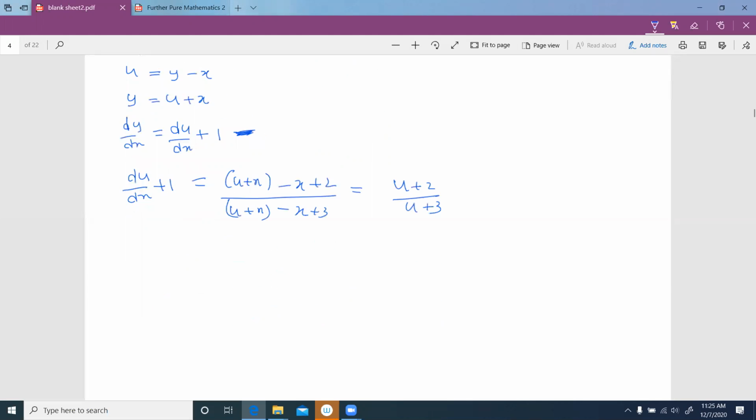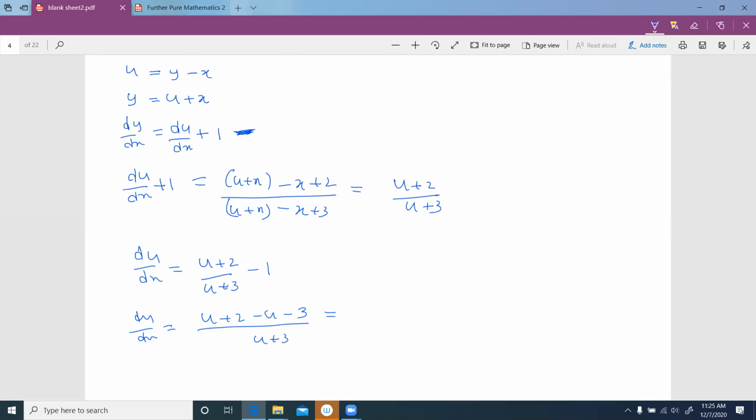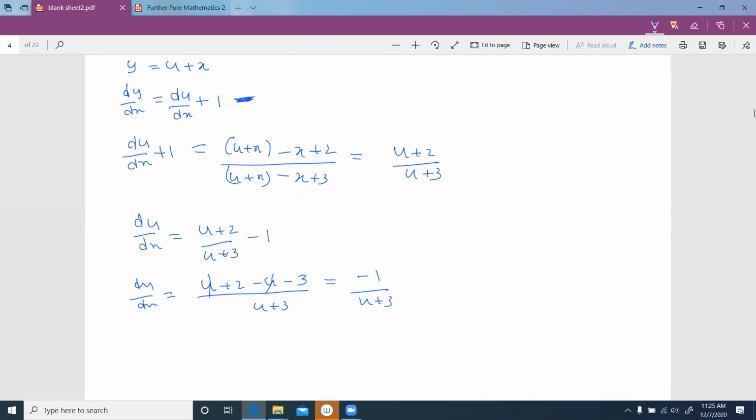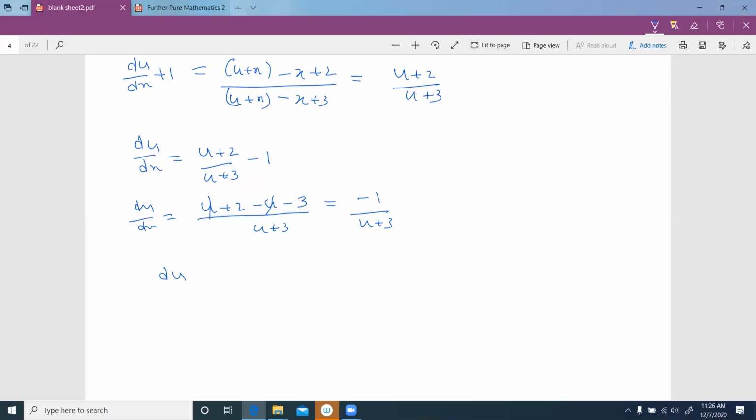Okay. Then what you can get here is du by dx is equal to u plus 2 over u plus 3 minus 1. So this turns out to be du by dx is equal to u plus 2 minus u minus 3 divided by u plus 3. That turns out to be, the u's cancel over here, minus 1 over u plus 3. That's the answer for that. Then you can write du by dx is equal to minus 1 over u plus 3. That is the answer for part A.